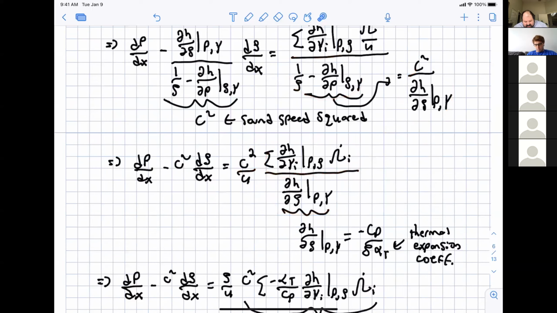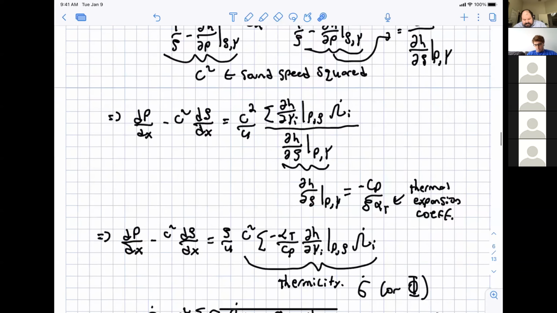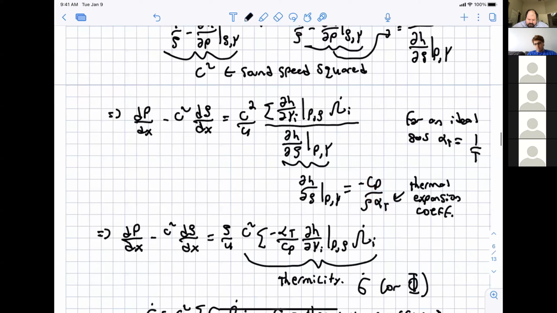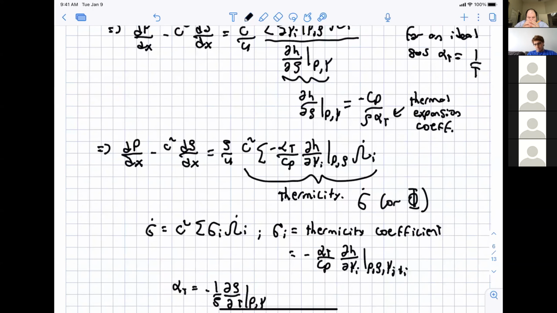And you can show that this partial derivative here, partial h, partial rho, at constant pressure and chemical composition, is minus the constant pressure specific heat divided by the density, divided by the thermal expansion coefficient. Okay, and so even though this derivative here looks nasty, it can be computed in terms of properties that you know and are familiar with. So basically, the specific heat, the density, and the thermal expansion coefficient, which for an ideal gas, alpha T equals 1 over T. Okay. So are there any questions with that?